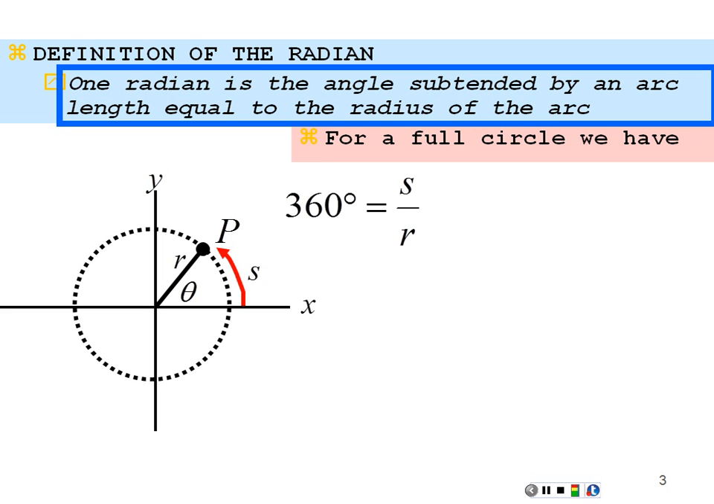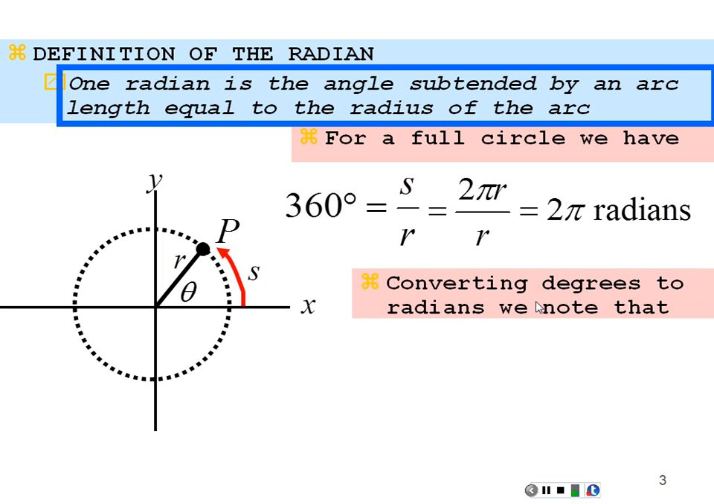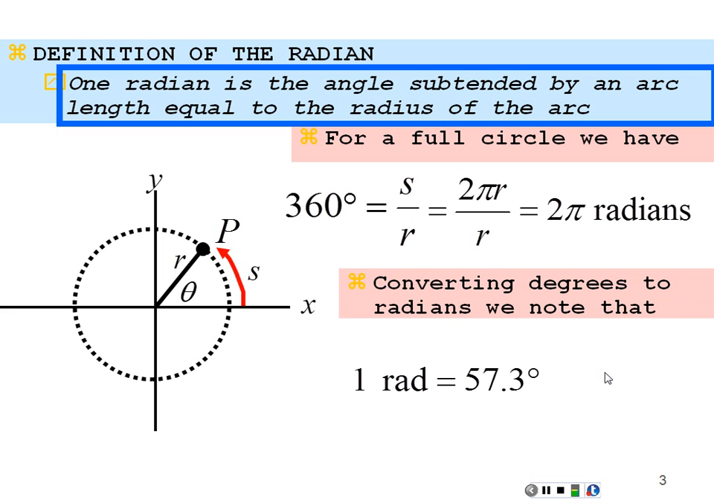Here's how we would calculate that. 360 degrees all the way around would be equal to the full arc length around the circle divided by the radius of the arc. That would be equal to the circumference, 2 pi r divided by r, or 2 pi radians. Hence, 1 radian would be equal to 360 degrees divided by 2 pi, 6.28, and that gives us about 57.3 degrees. So, that right there, 57.3 degrees, is 1 radian.